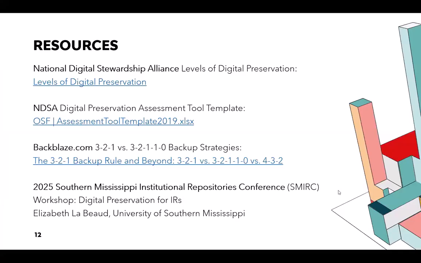So the National Digital Stewardship Alliance has several resources. And then here, backblaze.com is a sort of a data or digital preservation company, and they have some excellent resources on these different rules of approaching data preservation. And then I first took a workshop on this back in 2025 at the Southern Mississippi Institutional Repositories Conference. So a little shout out to Elizabeth there at the University of Southern Mississippi.